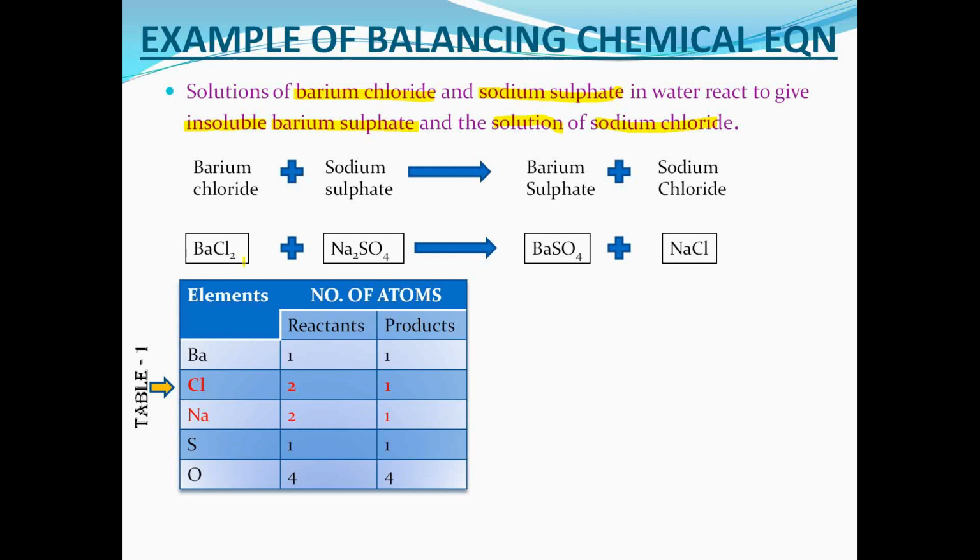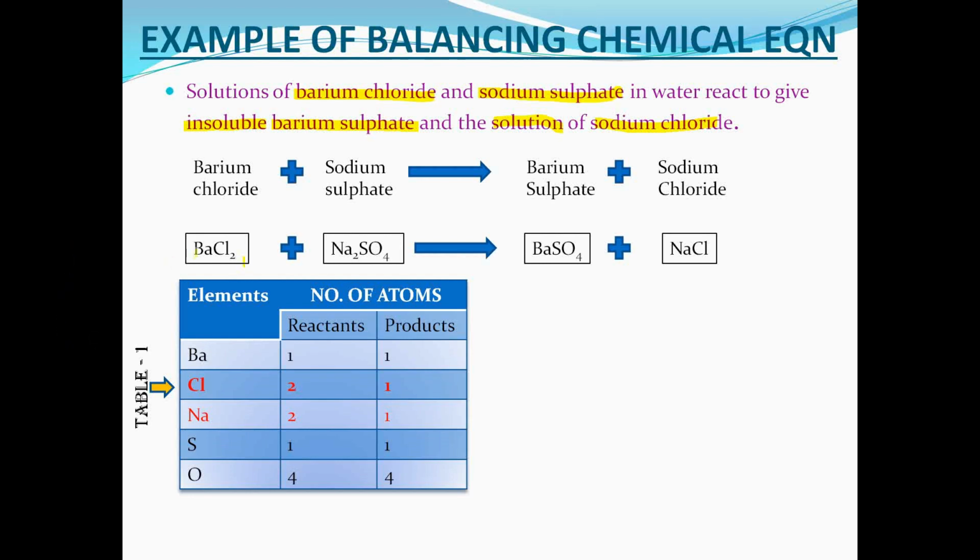And what kind of table? A table having three columns. The first column will be the different elements present in the reactants or products. Second column, number of atoms in the reactant. Third column, number of atoms in the product.